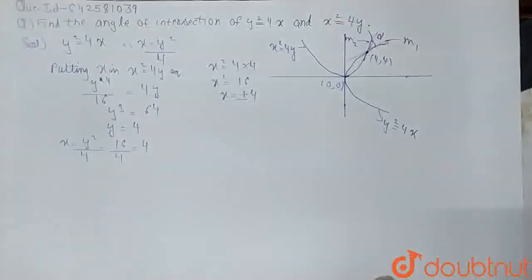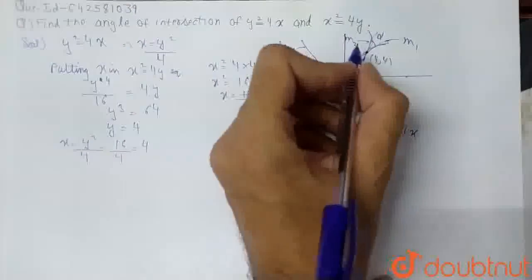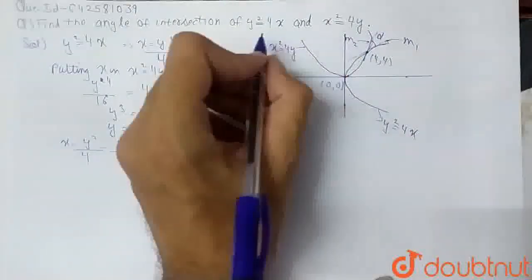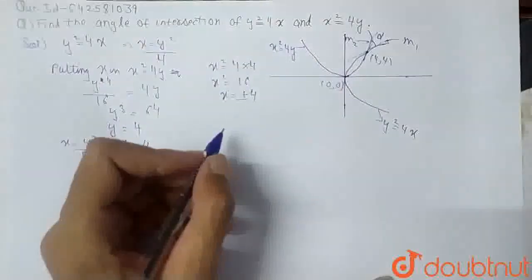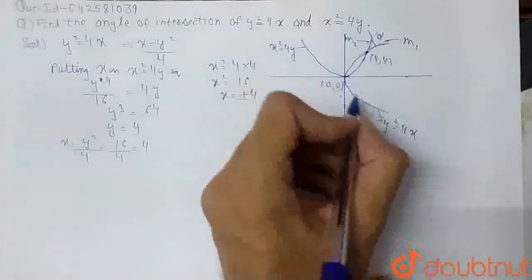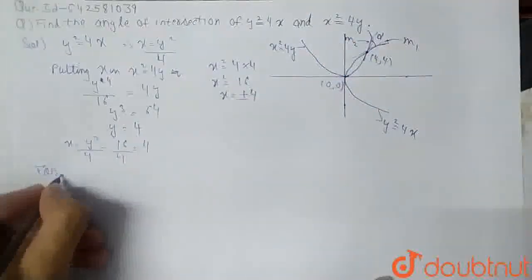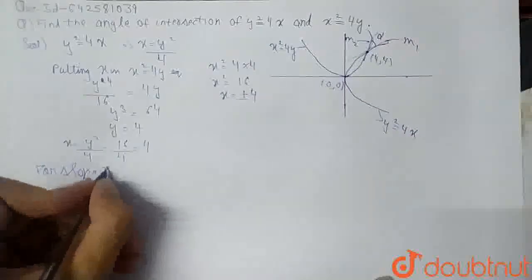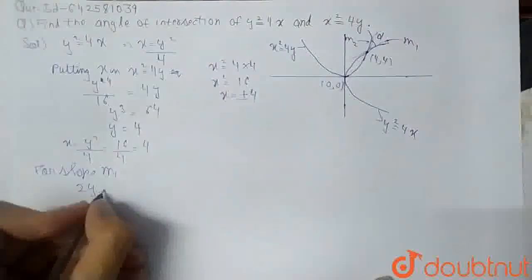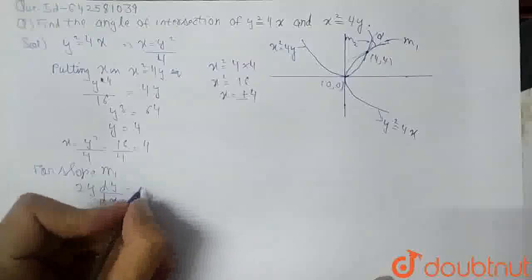Now we have m1 and m2 slopes. We will find the slopes by differentiating these two equations. The first equation is y square equals 4x. For slope m1, we will differentiate this equation, so 2y dy by dx is equal to 4.